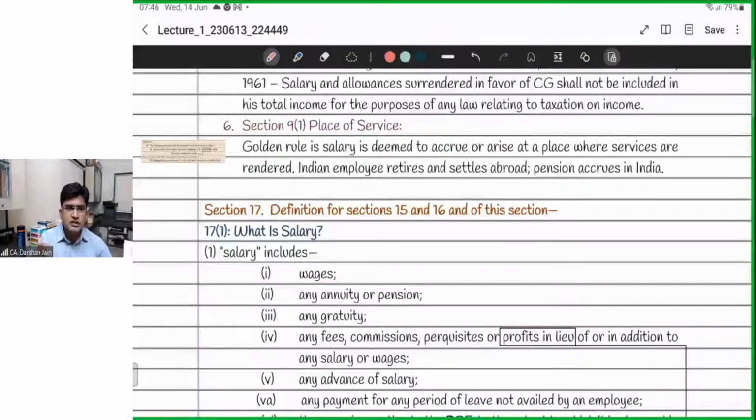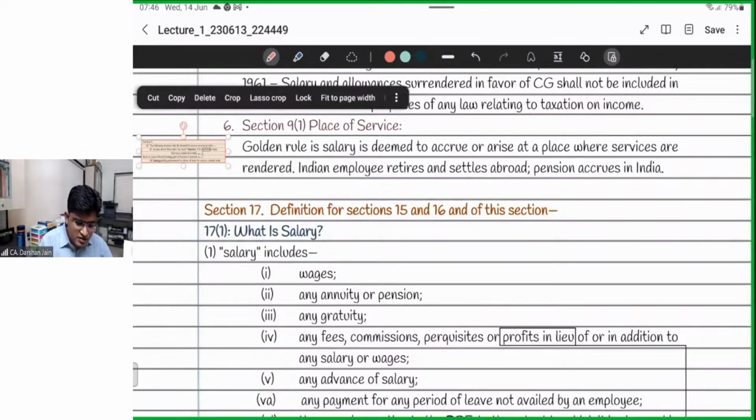Now, whether this pension would be taxed in India or in the US, the answer is it would be taxed in India, because this pension has arisen by virtue of his employment within the country, within India, right? Services were rendered in India, and therefore the pension is taxable in India. I hope you're getting it.